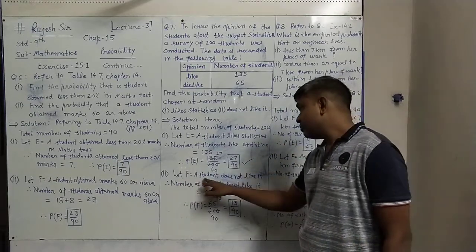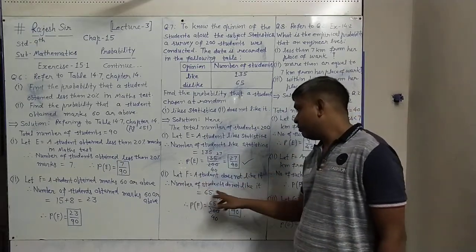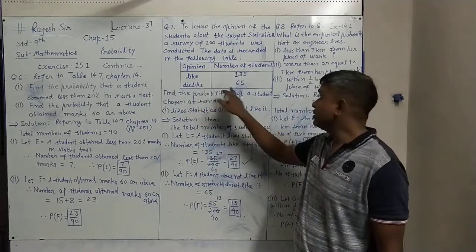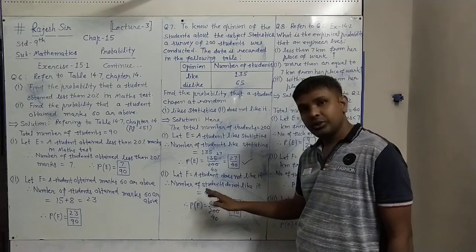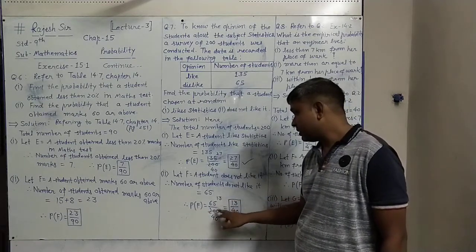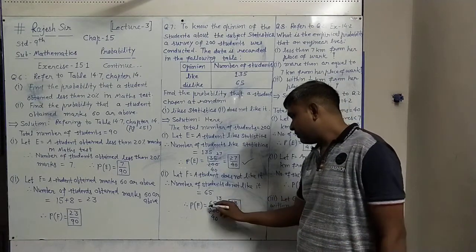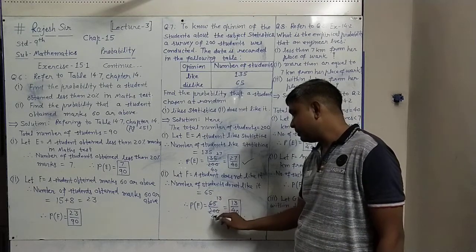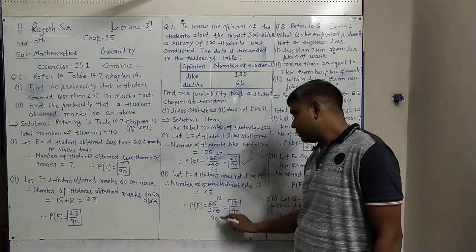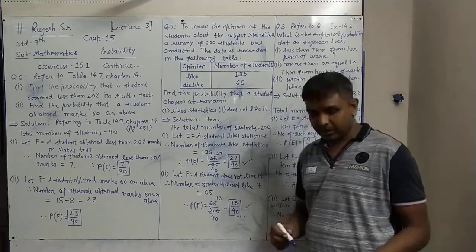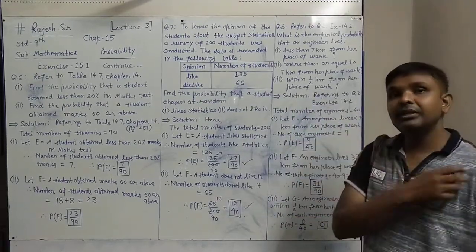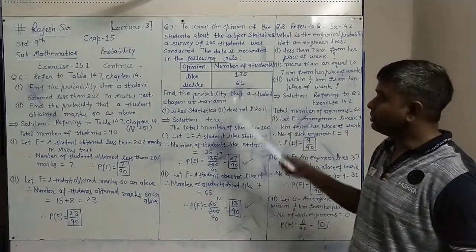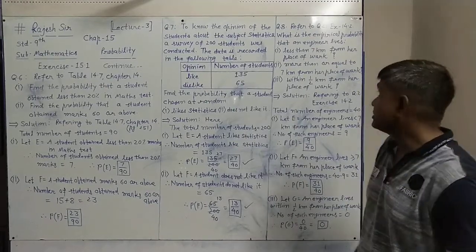So let F equal a student does not like it. The number of students who dislike it is given as 65. So its probability P(F) equals 65 upon 200. Cancelling by 5: 5 ones are 5, 5 threes are 15, 5 fours are 20. So 13 upon 40 is the probability that a student dislikes statistics. This way, from the table, very easily we can solve this.